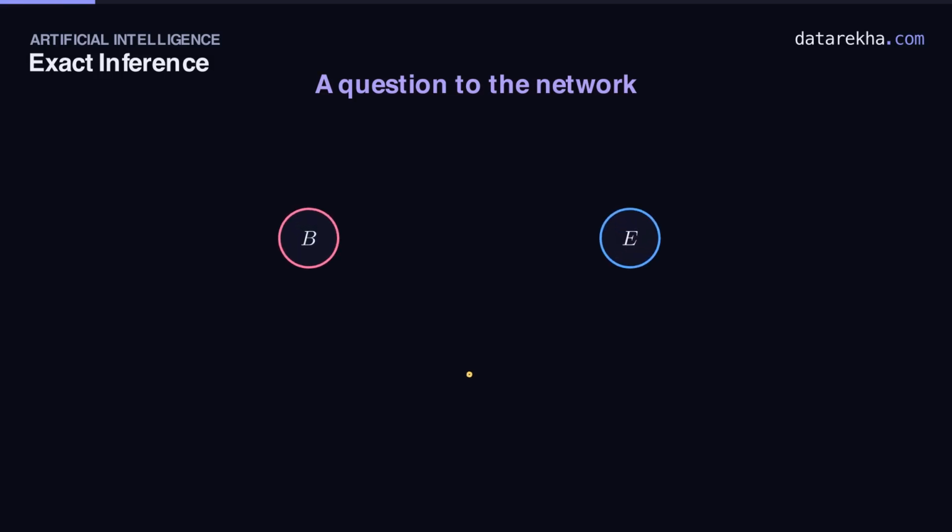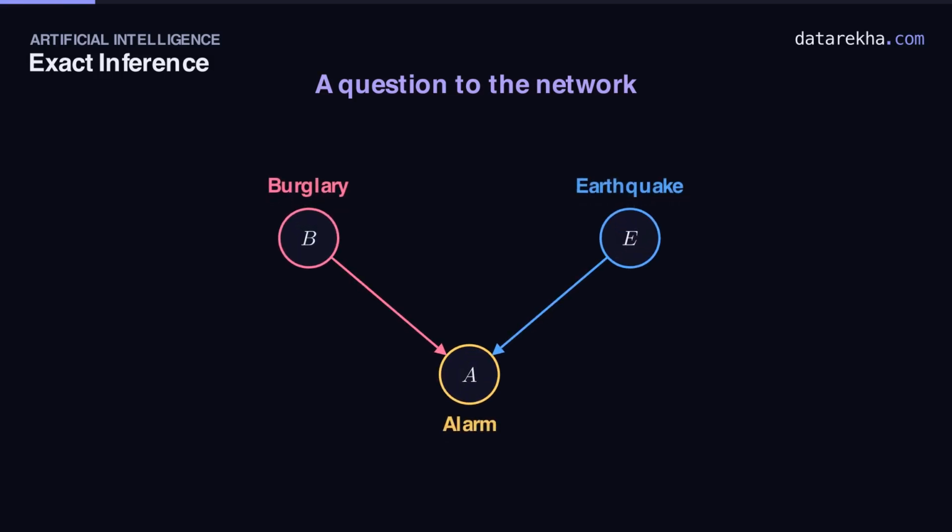Here is a tiny world with three yes or no facts. A burglary might happen, an earthquake might happen, and an alarm can go off, set ringing by either one. One night, the alarm blares. And the real question is not about the alarm at all. It is, given that ringing, how likely is an actual burglary?